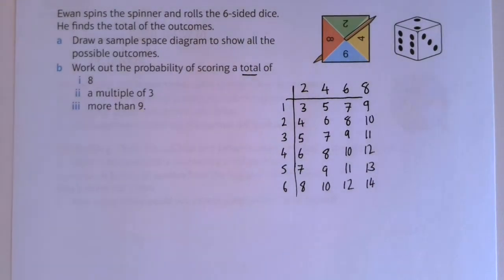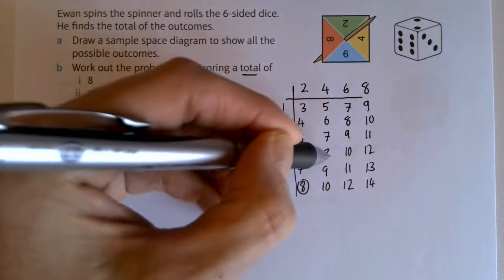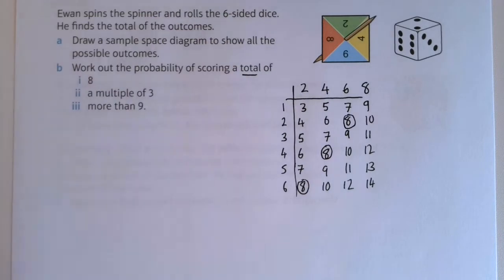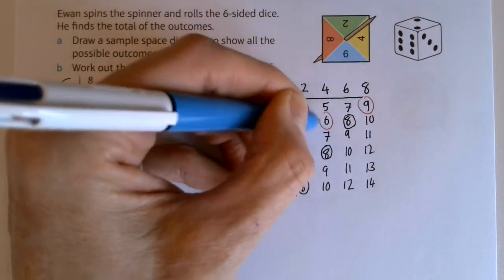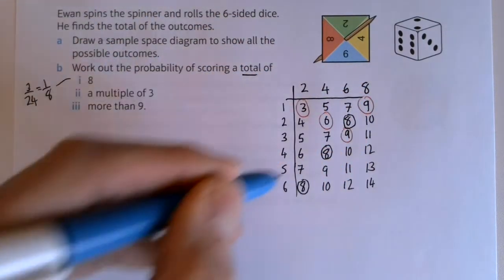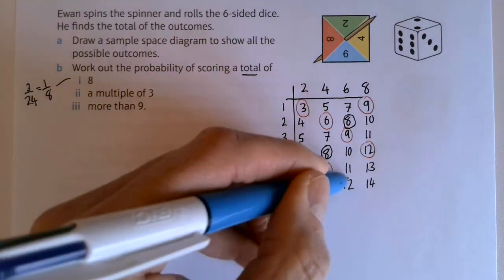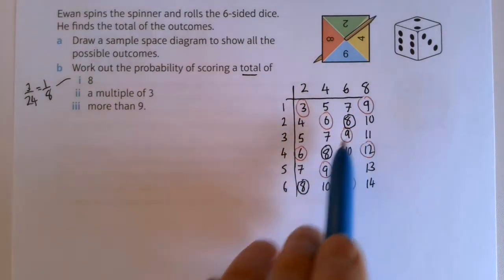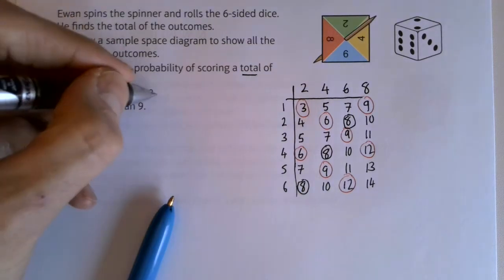24 outcomes. So scoring a total of 8. Not quite as stripy as normal, but there we go. 3 8s, so that's 3 out of 24, which is 1/8. Multiple of 3, so we've got 3 and 9 and 6 and 9. Shout if I miss one. 6, 12. I think that's it. So we've got 1, 2, 3, 4, 5, 6, 7, 8 out of 24, which is a third.